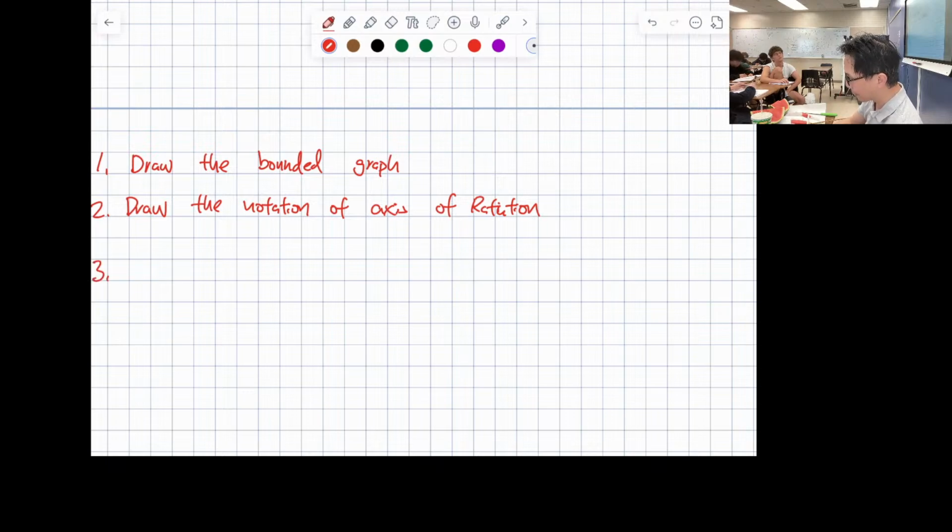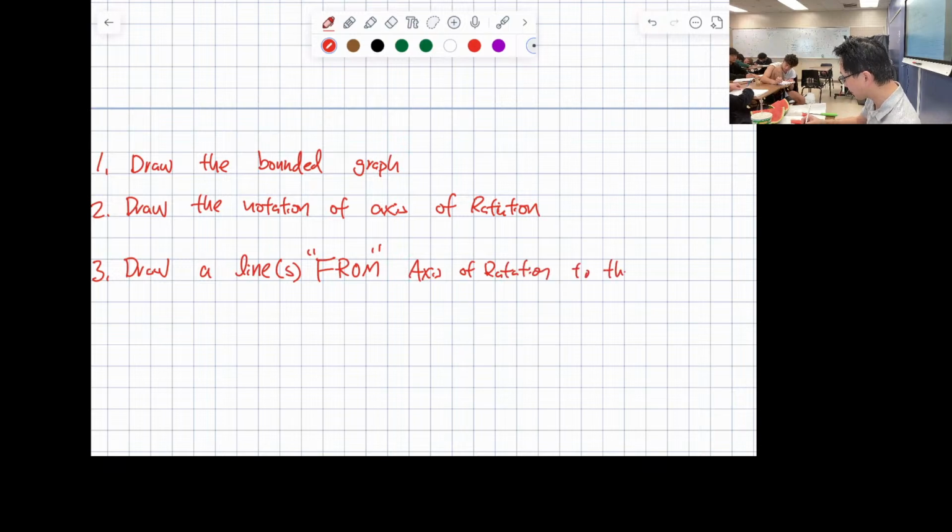The third step is draw a line or lines. Okay, line or lines. So sometimes maybe one line or two lines. It has to be from a certain orientation, okay? It has to be from the axis of rotation to the boundaries. So sometimes one boundary, sometimes two boundaries.